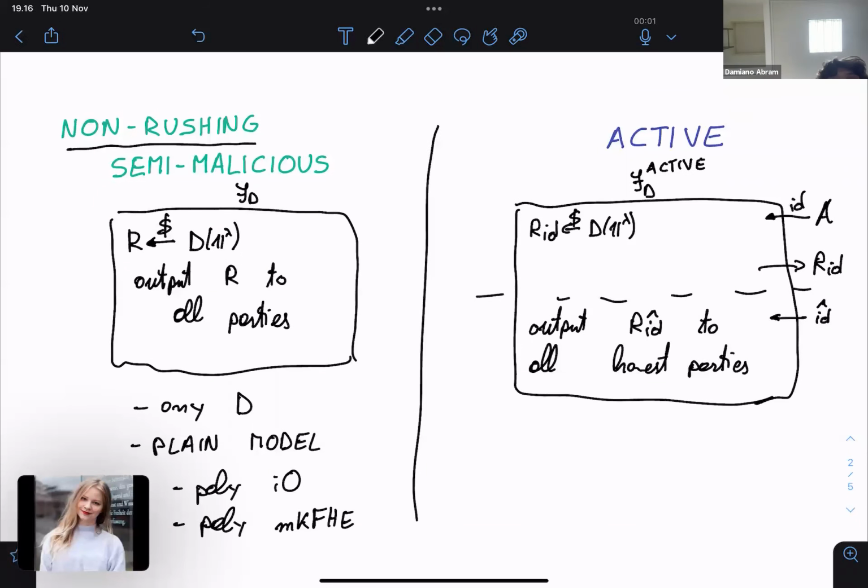And yeah, this functionality here models exactly this behavior. First, the adversary gets a lot of samples, and then it chooses the one that it likes the most, and it forces the honest parties to output it.